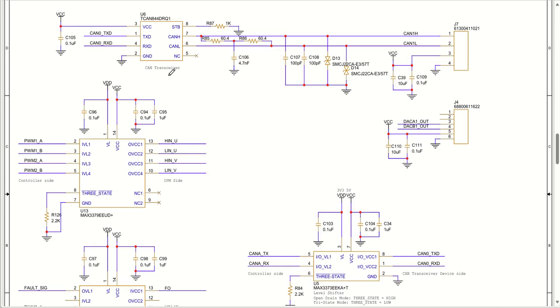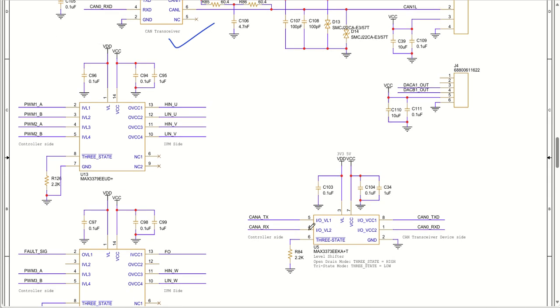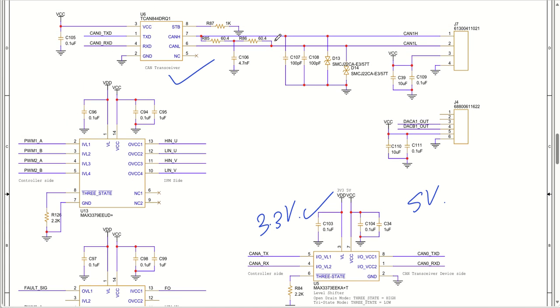Similar to that, we have the CAN transceiver. This CAN transceiver is coming from your microcontroller after the voltage level shifter. This voltage level shifter is converting the 3.3 volt signal to a 5 volt signal, and this 5 volt signal, CAN TXD and CAN RXD, is going to get converted to your CAN high and CAN low. We have DAC A and DAC B outputs for some DAC purpose or something like that.